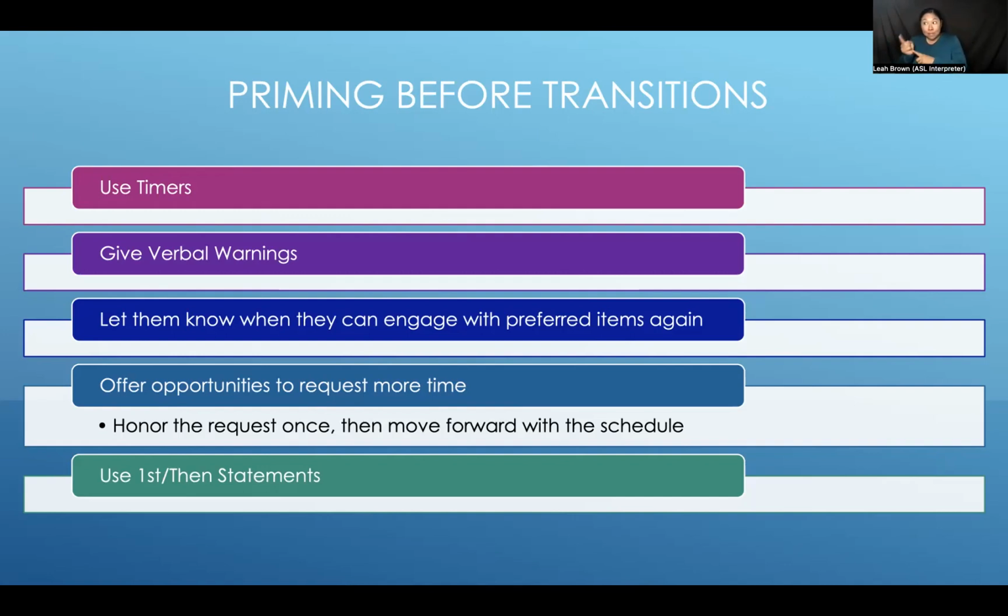I'm giving them verbal warnings. So though you put on a timer, letting them know, hey, we have 5 minutes left on that timer. And then circling back in a minute or two, letting them know, hey, the timer's going to go off, and we're going to get ready to head to the market. Let them know when they can engage with preferred items again.